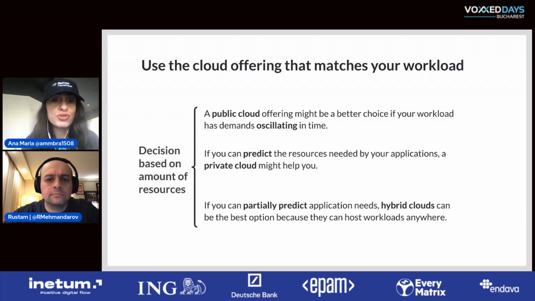But if you can predict the resources needed by the applications, because maybe you have some legacy app that you built some time ago and you are modernizing, and also you would like to keep some good security around it and have things under more of your control, you can opt for a private cloud option. And when you can partially predict the application needs, well, the hybrid cloud is the best option available for you. So please think about this when you're making your decisions based on the amount of resources.